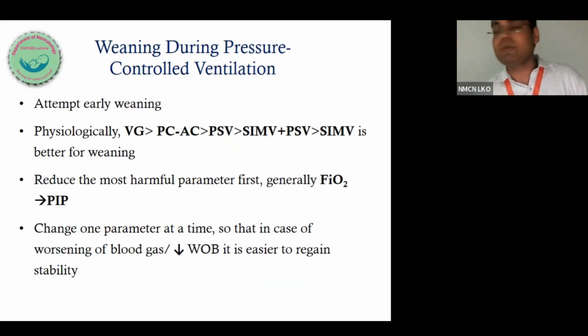So FiO2 should always be weaned first in comparison to PIP. And as ma'am had already told, we should try to change only one parameter at a time, so that in case of worsening of blood gas or in case of increased work of breathing, it is easier to regain the stability.